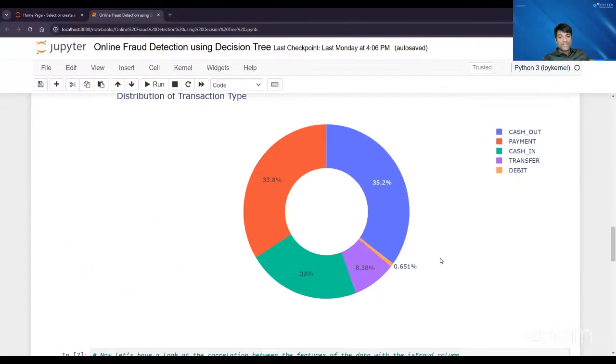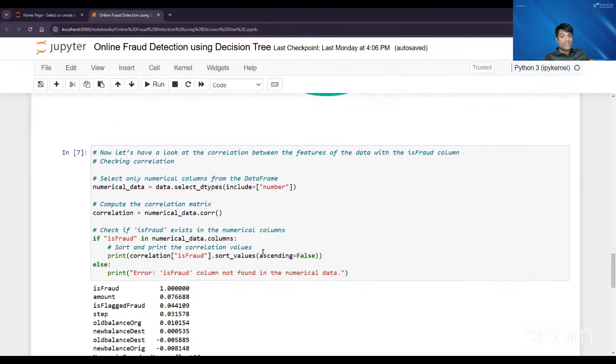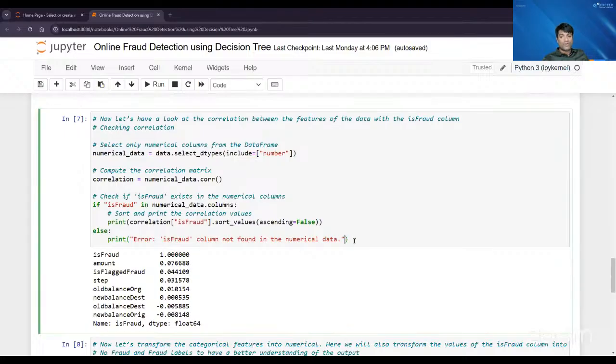Okay, so let me go down. Next, we are going to build this. This is a very important step, so concentrate on this very much. I'll share the code first, but let us understand it very slowly. This is a very important part.